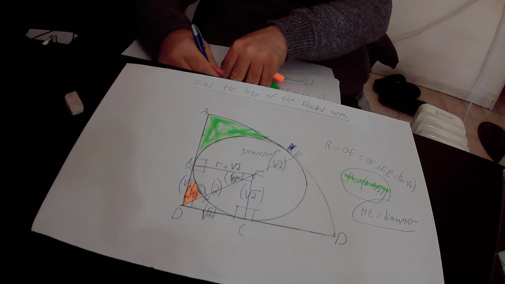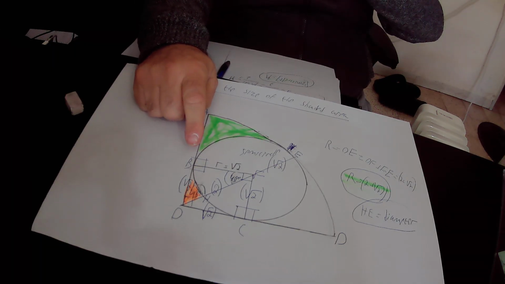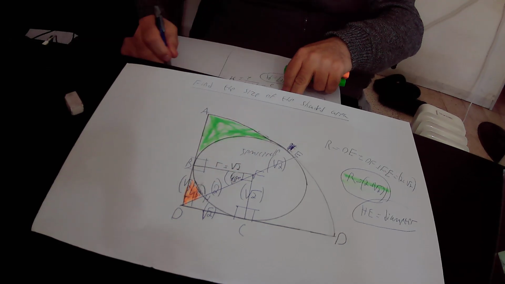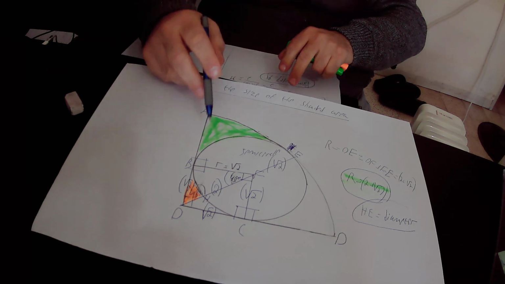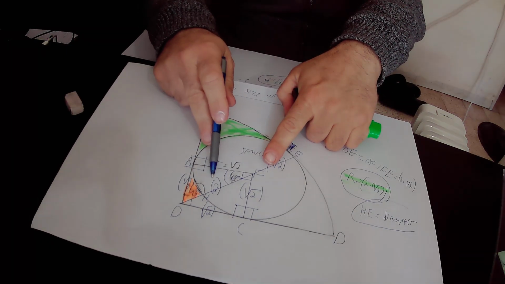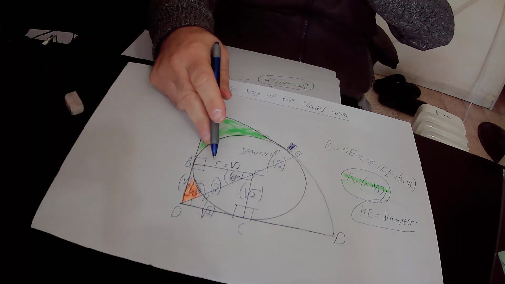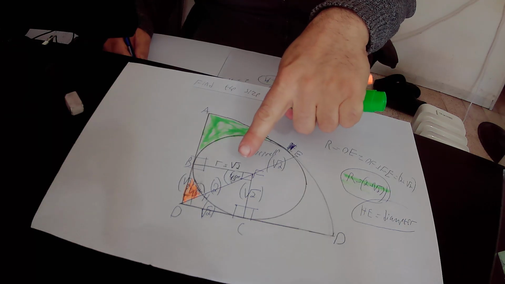From the drawing, it is very easy to see that the area of this orange shape equals the area of triangle FOB minus the area of this small sector FBH. That is part of the small circle. So minus the area of the small sector FBH.